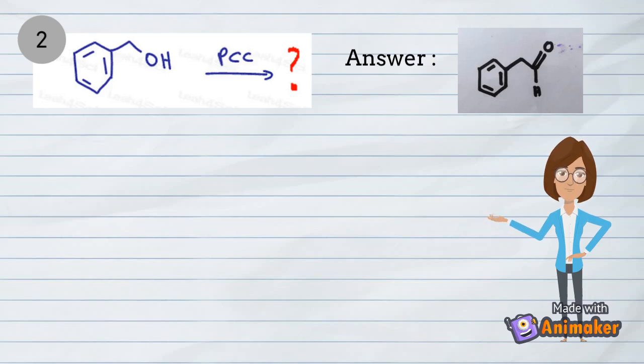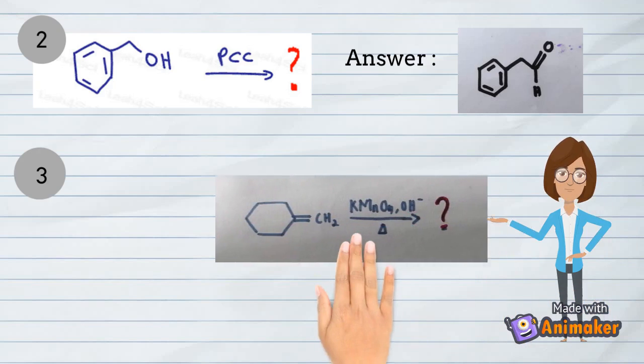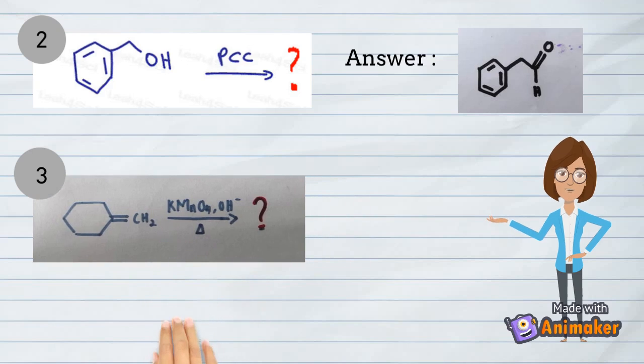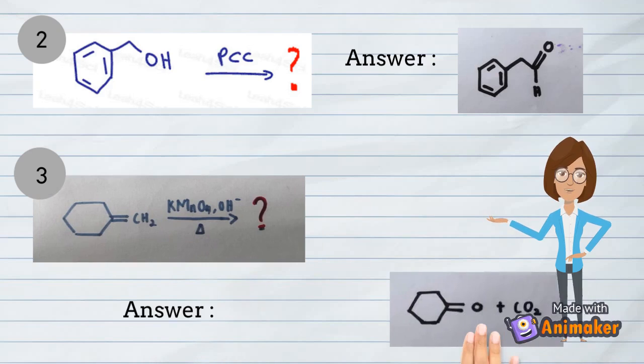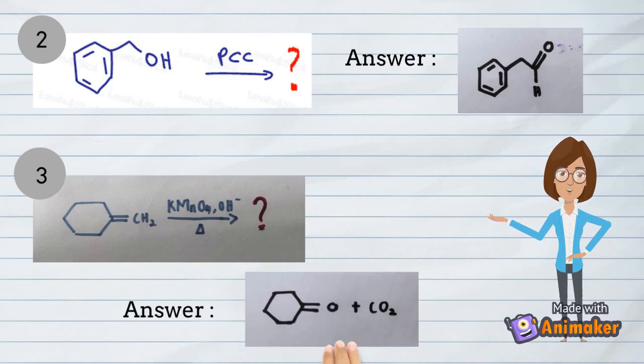Last question. Methylenecyclohexane reacts with hot basic KMnO4. So the answer is cyclohexanone and CO2. The CH2 will be removed and then substituted with O to form a carbonyl compound. So the reaction name is oxidative cleavage of alkene.